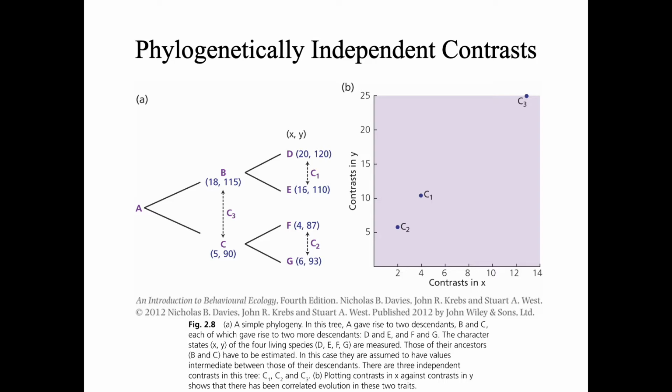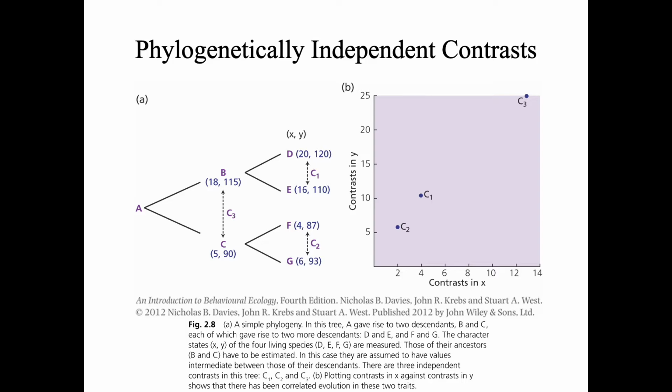What's the difference here? 20 and 16, the difference is 4 for x. The difference is 10 for y, which is right there. So it is slightly off. But you plot these contrasts. You see how they differ from one another, and then you plot that difference. And you plot that difference for sister taxa.